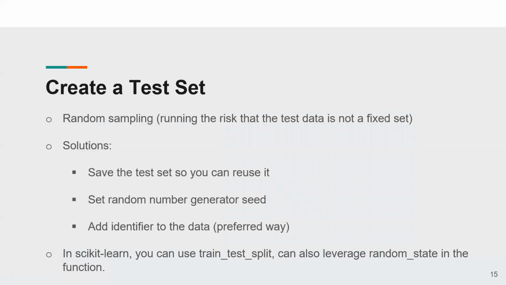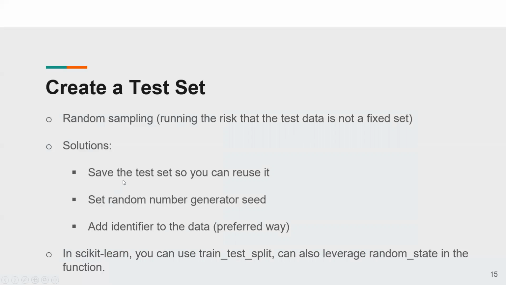And then there's a chance that, just because this is random sampling, next time when you come back, you realize, oh, my test set changed. So you really don't want to do that, because you want to make sure that you would be able to replicate your results, right? So that's why potential solutions would be three major ways.